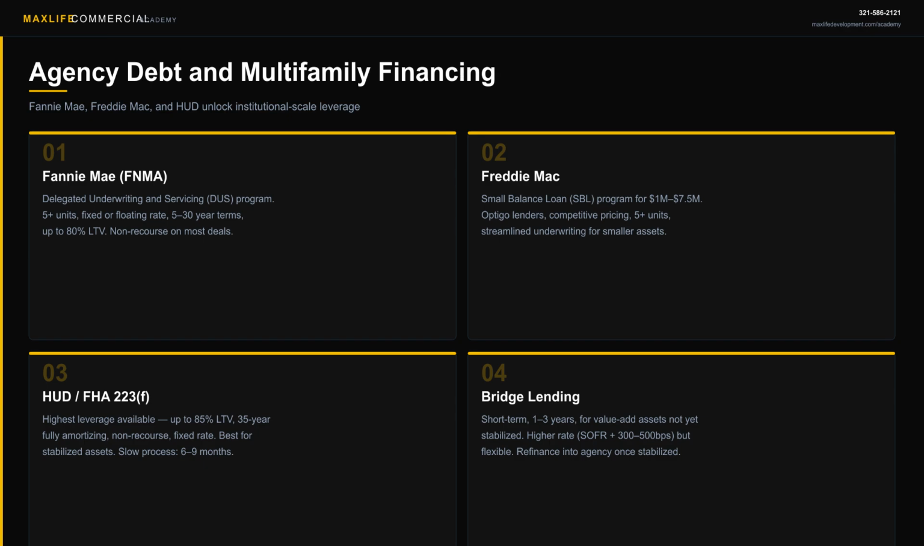Now, what about value-add deals that aren't yet stabilized? Agency lenders won't touch those. That's where bridge lending comes in. Bridge loans are short-term, typically 1 to 3 years, at higher rates, usually SOFR plus 300 to 500 basis points. You use bridge capital to acquire and renovate, stabilize the asset, and then refinance into permanent agency debt. Understanding this two-step financing strategy is essential for any serious value-add investor.